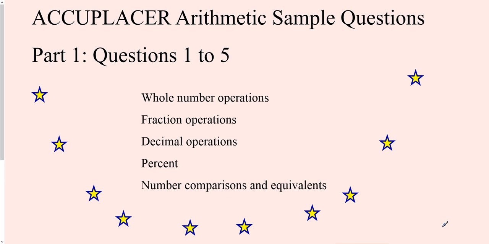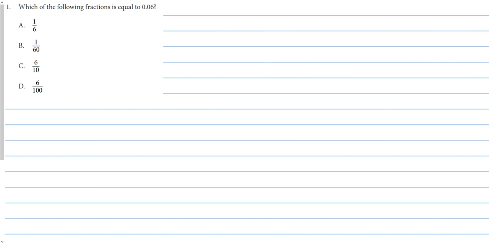In this video, we'll be looking at Accuplacer Arithmetic Sample Questions 1 to 5. So starting with number 1, we want to change this decimal into the fraction. And first we got to go ahead and write it as a fraction.